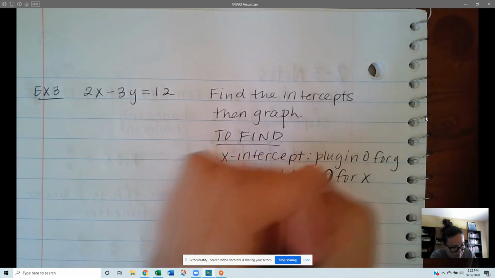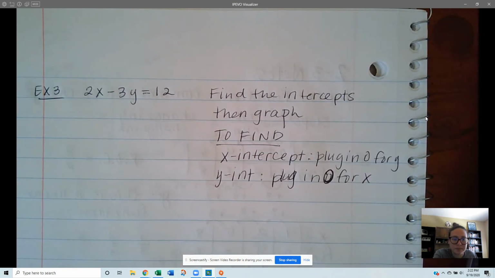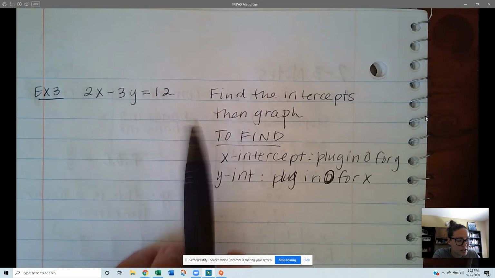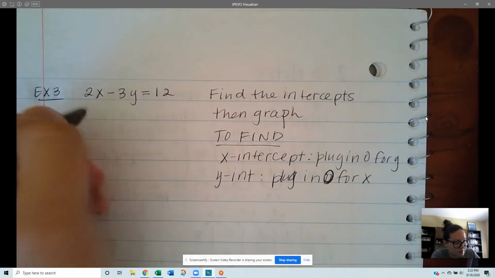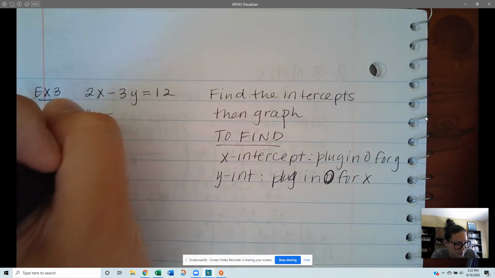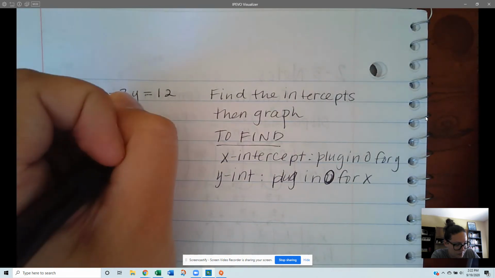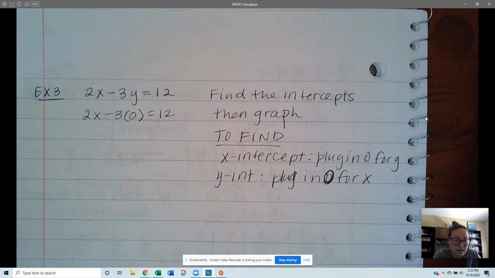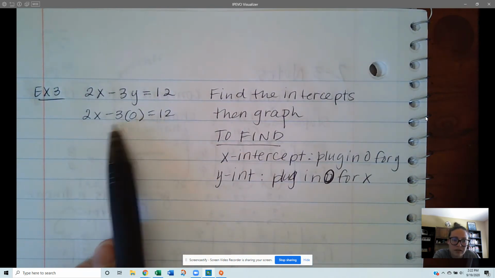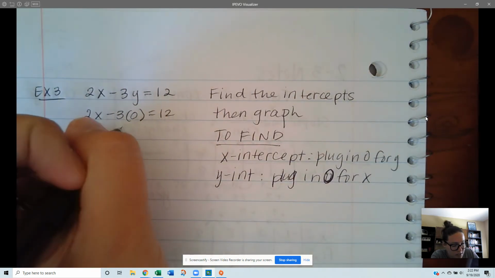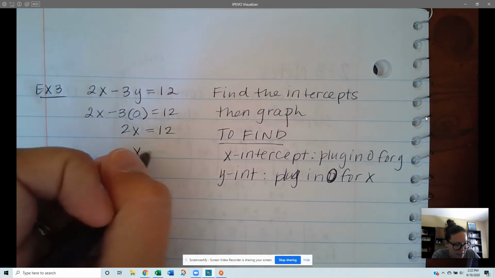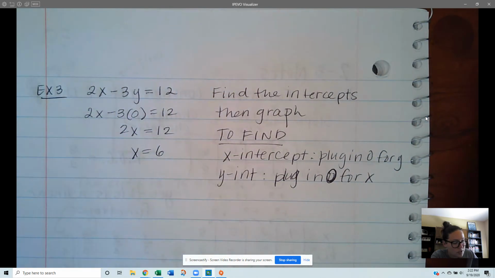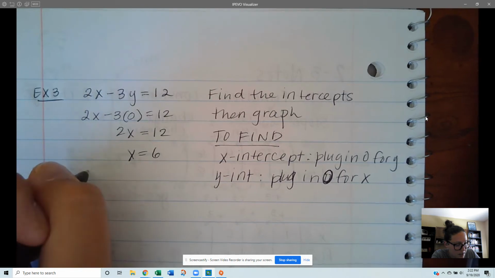So let's do that. I'm going to plug in 0 for y. And now we're just going to solve for x. What's 3 times 0? That's 0. So I'm really just left with 2x equals 12, which means that x equals 6. So that means my x-intercept is the point 6, comma 0. X is 6 and y is 0.